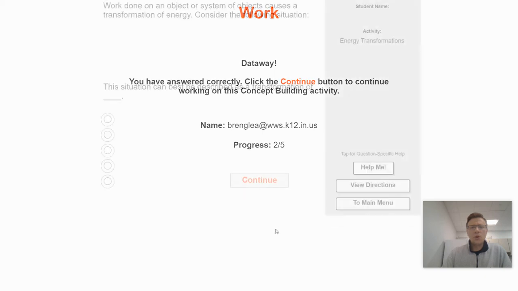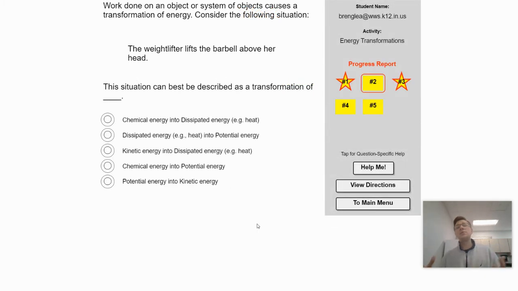Okay, and we'll do one more here, and then I'll let you guys finish it off. The weightlifter lifts the barbell above her head. So in this situation, the weightlifter is using chemical energy. Humans, we have to eat food. So we get chemical energy from the food. There's energy stored in the bonds within the food. We break that down and use it. So chemical energy, and then she lifts a barbell above her head. So that's gaining gravitational potential energy. So we're transferring chemical into gravitational potential. And that is what we're going to look for right here. It just says potential energy, but to be specific, gravitational potential.